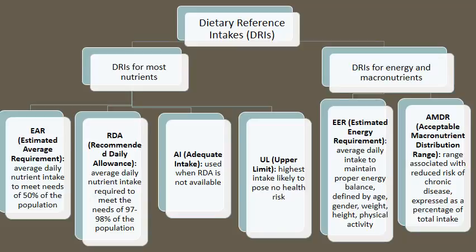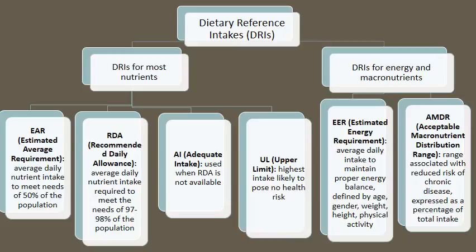So again, that's why age, weight, height, and the amount of physical activity are going to play a really big role. Then the acceptable macronutrient distribution range, or the AMDR, is a range, so from high to low, an intake range within a nutrient, within which the person would have a reduced risk of chronic disease. The AMDR is expressed as a percentage of total intake. So you'll see the acceptable macronutrient distribution range for carbohydrate, the AMDR for protein, the AMDR for fat.